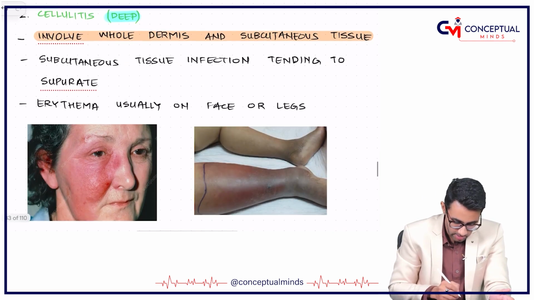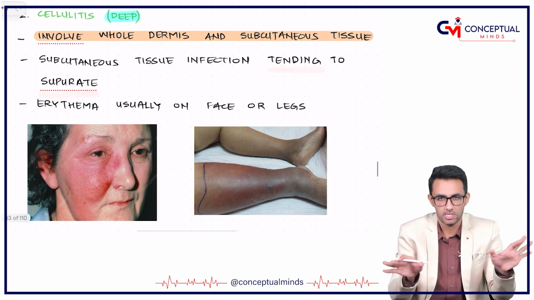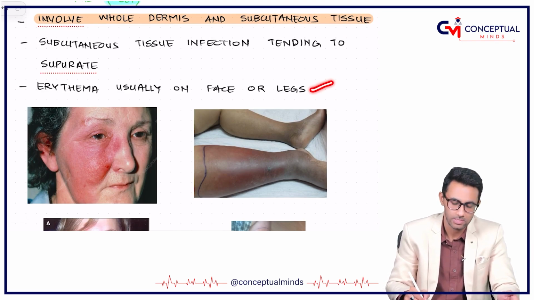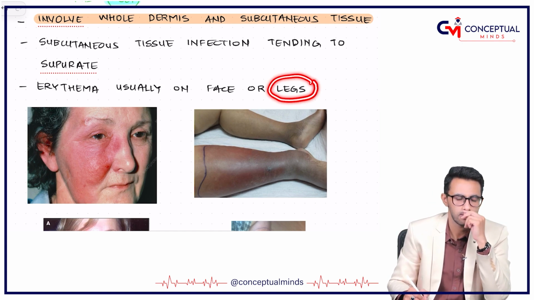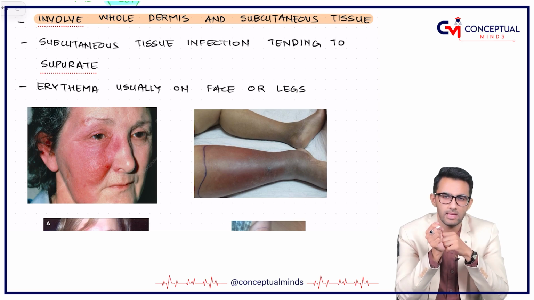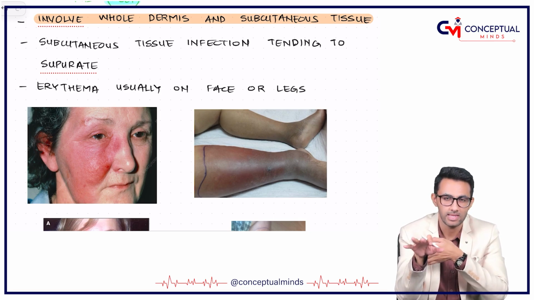The subcutaneous tissue infections tend to separate, so they just get diffused. The erythema usually occurs on the face or the legs. I had one patient of cellulitis, a 19 year old boy. He came to the clinic and showed me his leg, saying, see doctor, this is happening. His leg was very inflamed, very red, and the temperature of the specific area was increased. If we touch and compare the affected area with the normal area, it is hot.